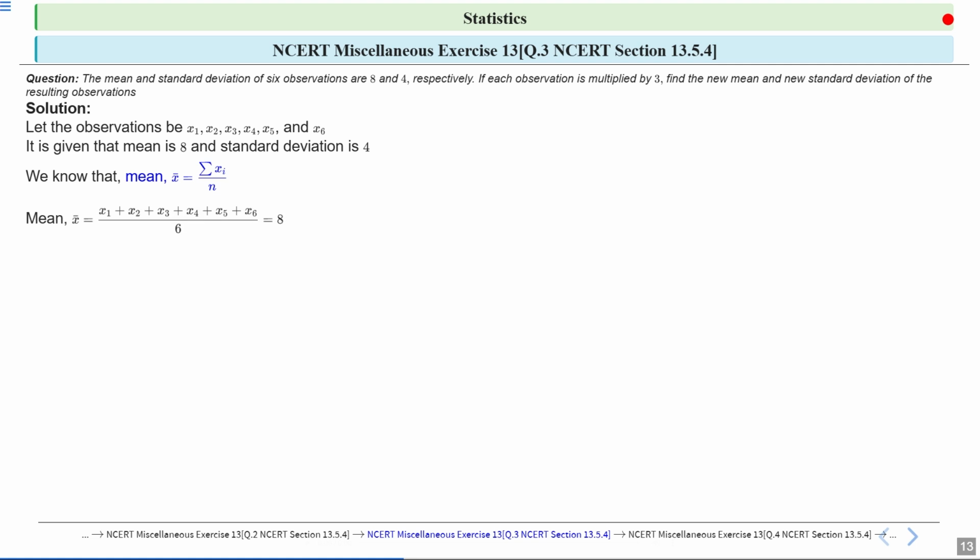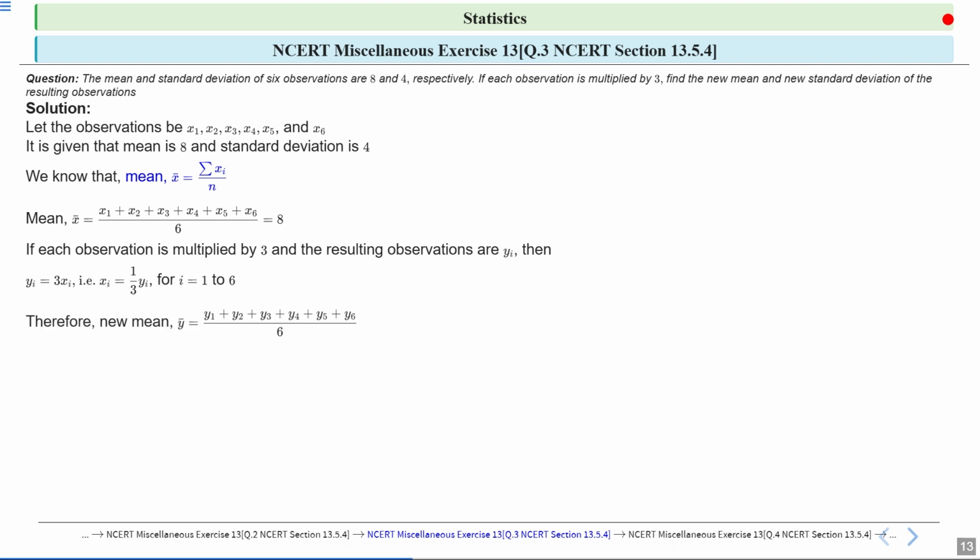So plugging in our values, we have x bar equal to x1 plus x2 plus x3 plus x4 plus x5 plus x6 divided by 6 is equal to 8. Now let's see what happens if we multiply each observation by 3. So we will call the new observations yi. Each yi is equal to 3 times the corresponding xi. So for each i from 1 to 6, we have yi equal to 3 times xi. That is, xi equal to yi divided by 3.